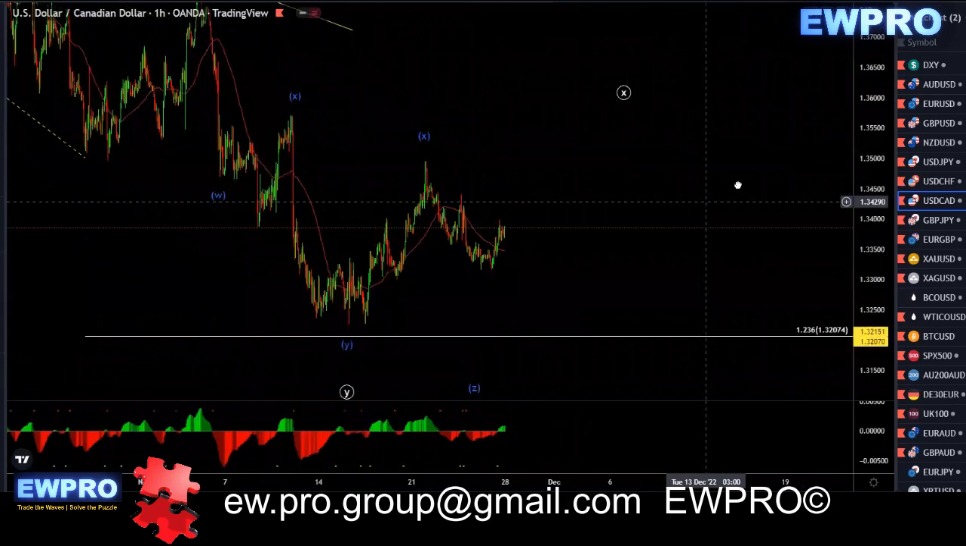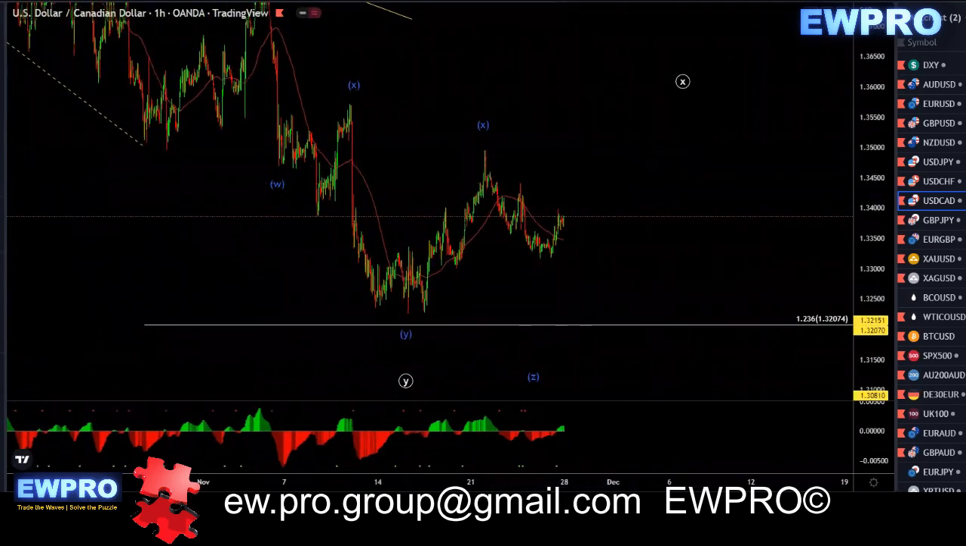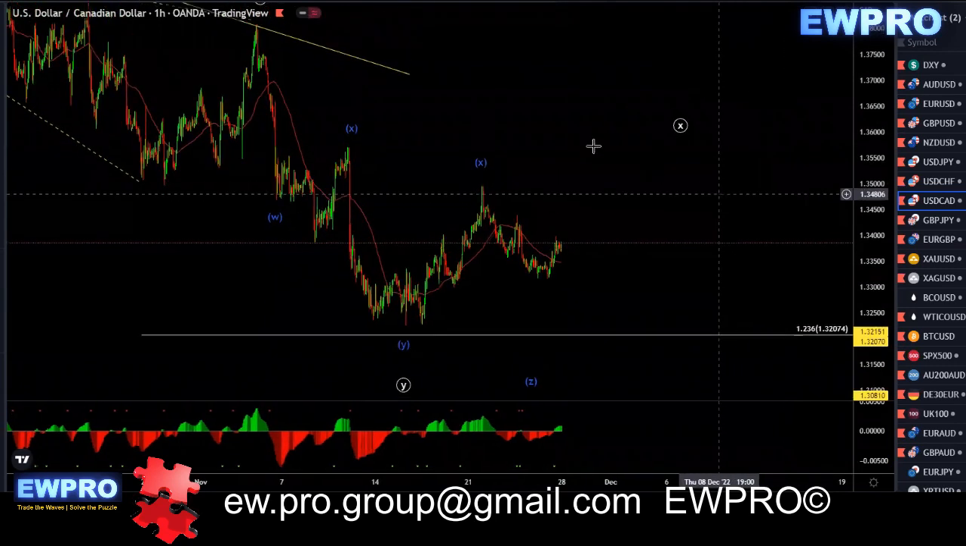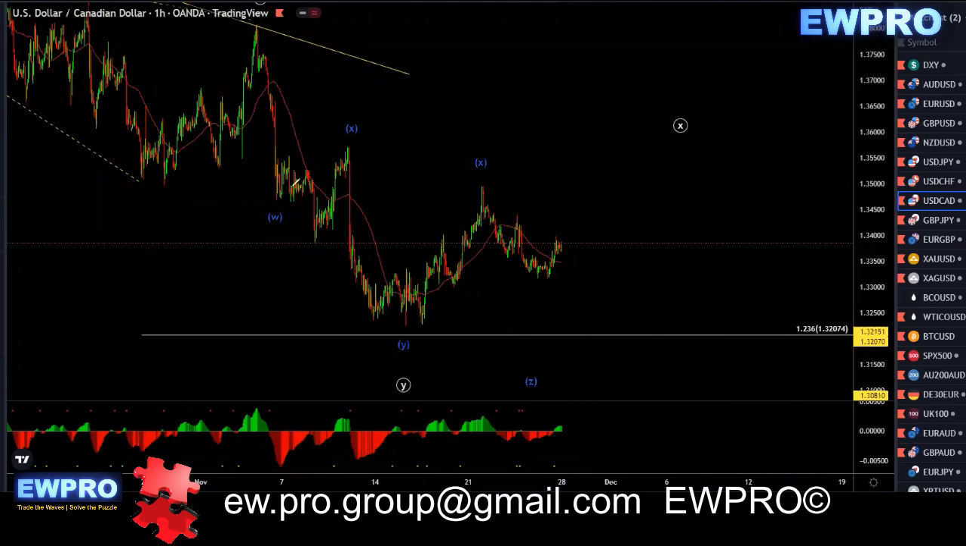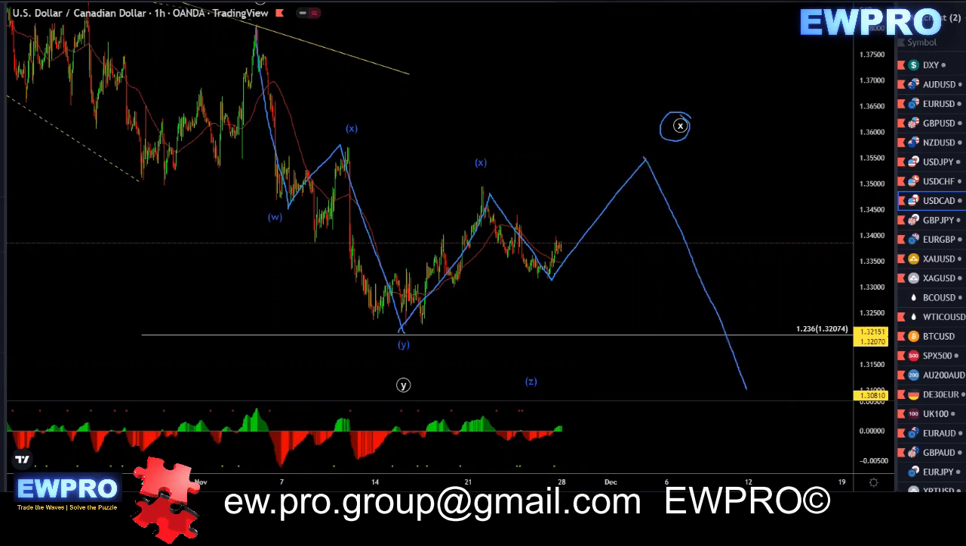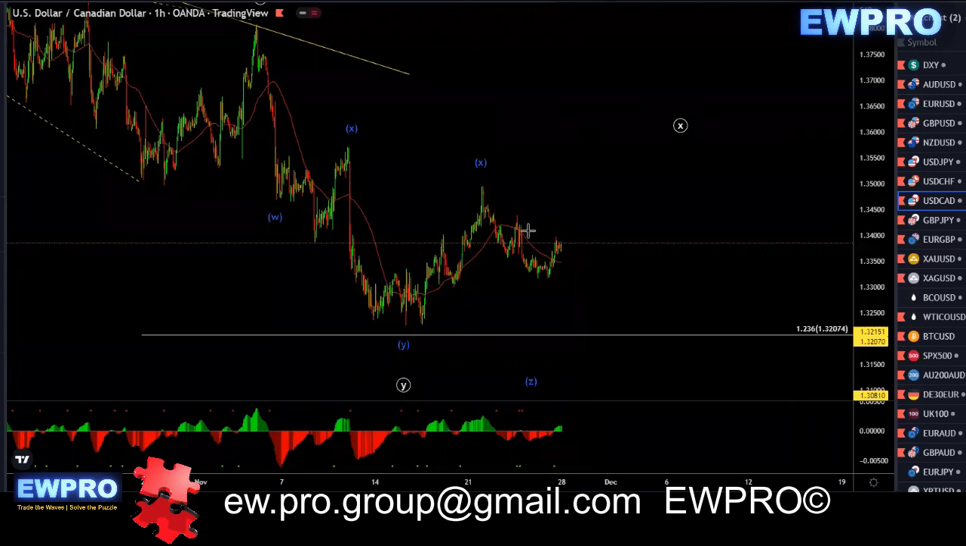On the H1, we got this like WXY. Then we got X2. This one never went and broke the low for wave Z. So we may just have a WXY in here. And this is an A wave, and we get a B, and then we get a C for the X2 on the H4, and then we get more downside. So this one may become a little bit more complex.